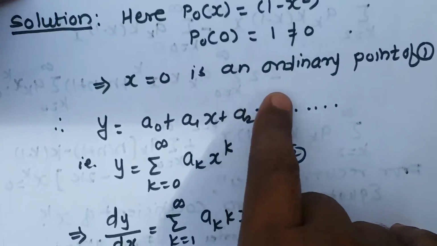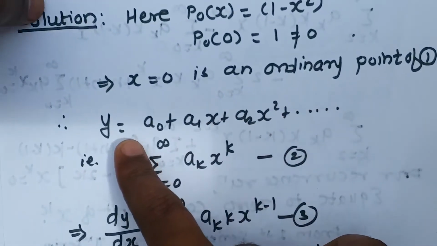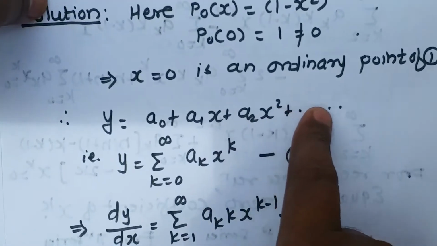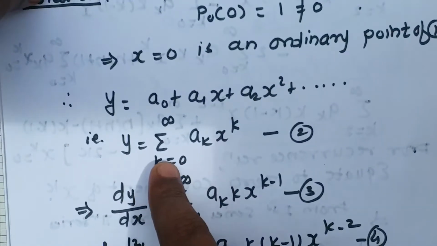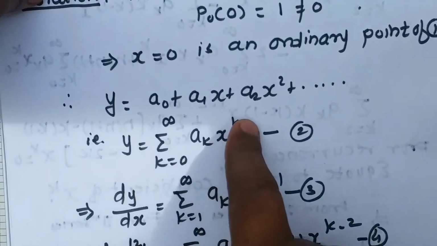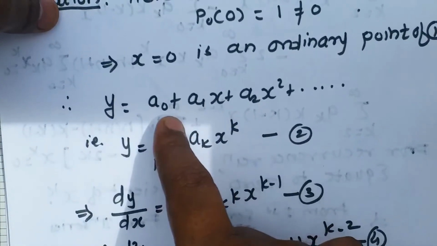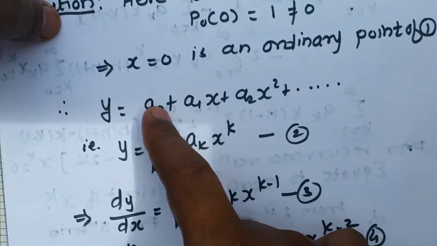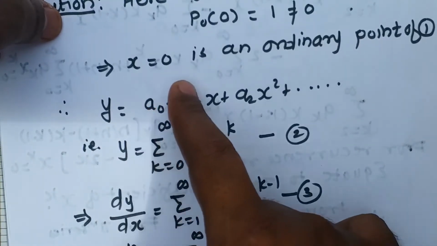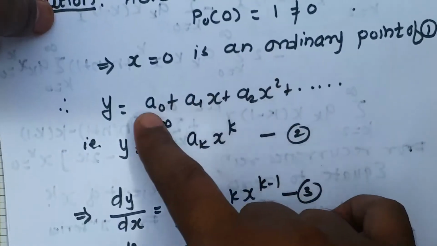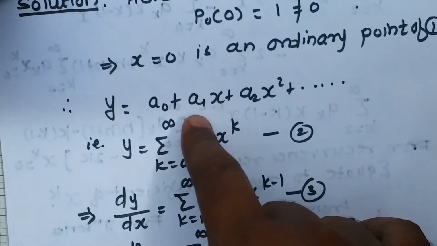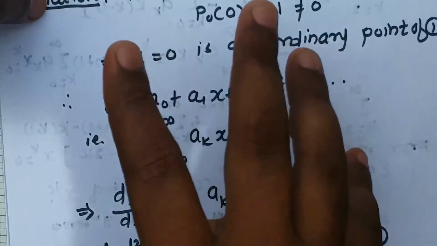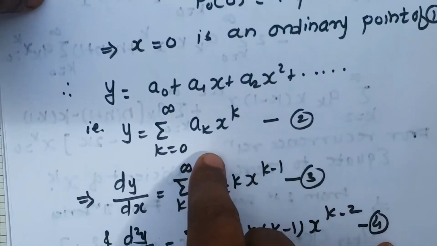Okay, so we consider the solution of the differential equation as y equal to a0 plus a1x plus a2x square and so on, which is the power series summation k ranges from 0 to infinity ak x raised to k. To this series we don't multiply by x raised to m when we are calculating the solution at an ordinary point. If we are determining the solution at a regular singular point, then we multiply it by x raised to m. That is the Frobenius method. Okay. Now this problem we are going to solve by the first method, the power series method.